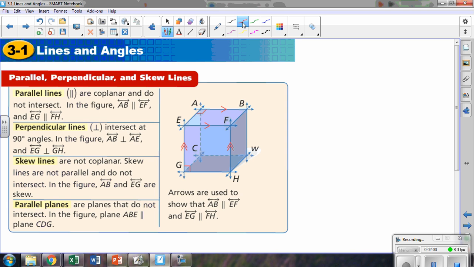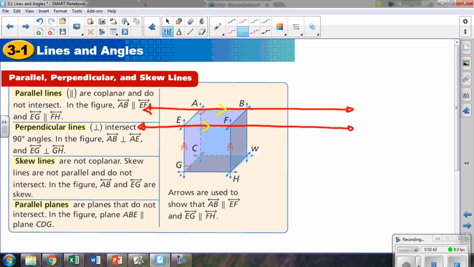Parallel lines. They're coplanar, so they're on the same flat surface, and they will never intersect. So, for instance, if we extended our lines, these would be parallel. The symbol we use for parallel lines are these little arrows here. Remember how we had tick marks and tick arcs that said these segments are congruent or these angles are congruent? That little yellow arrow is what we use to say these lines are parallel.